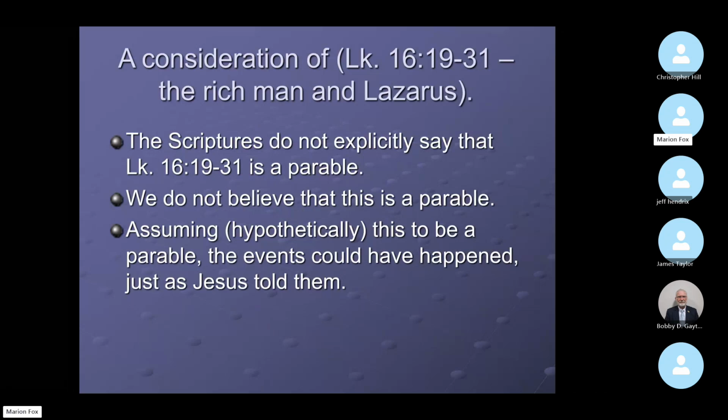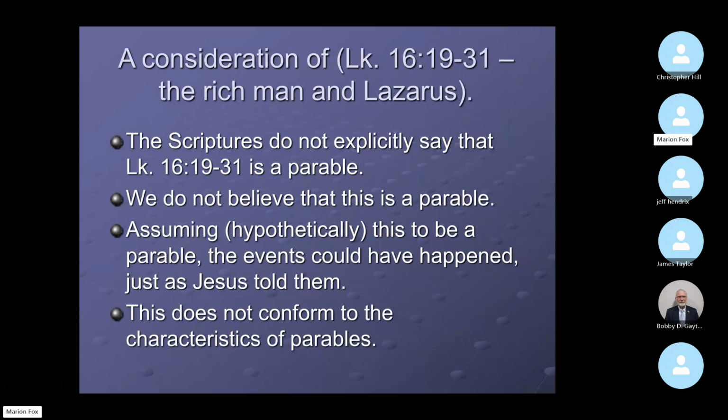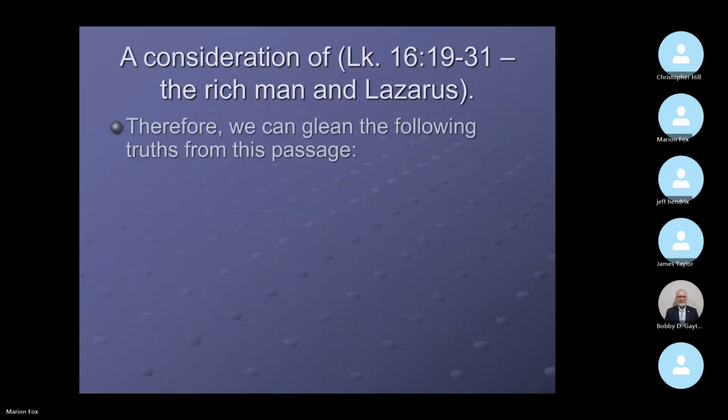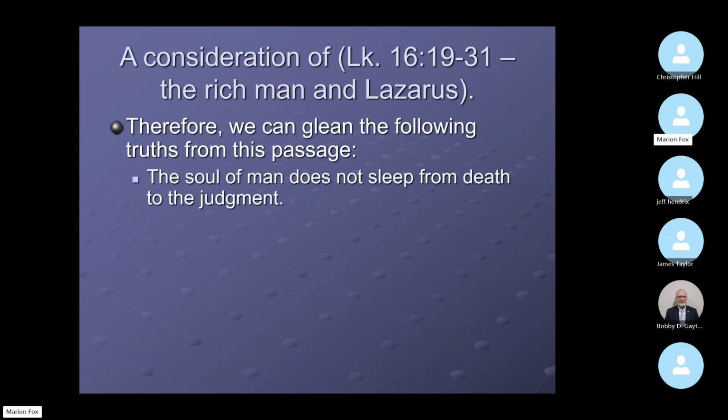Even if you argue that it's a parable, that doesn't prove that the things that are used for the illustration could not or did not happen. And it's the only parable that we know of, if it's a parable, where a person is named. It doesn't conform to the characteristics of parables. But we can glean the following truths from this passage.